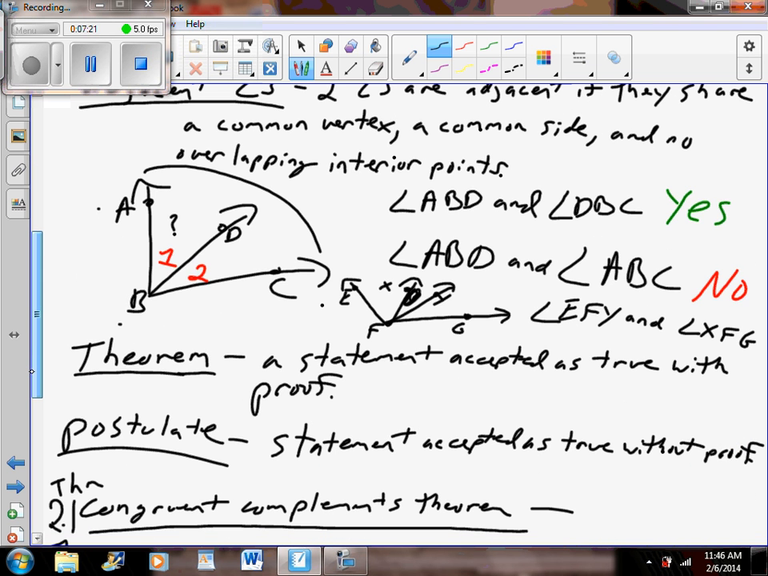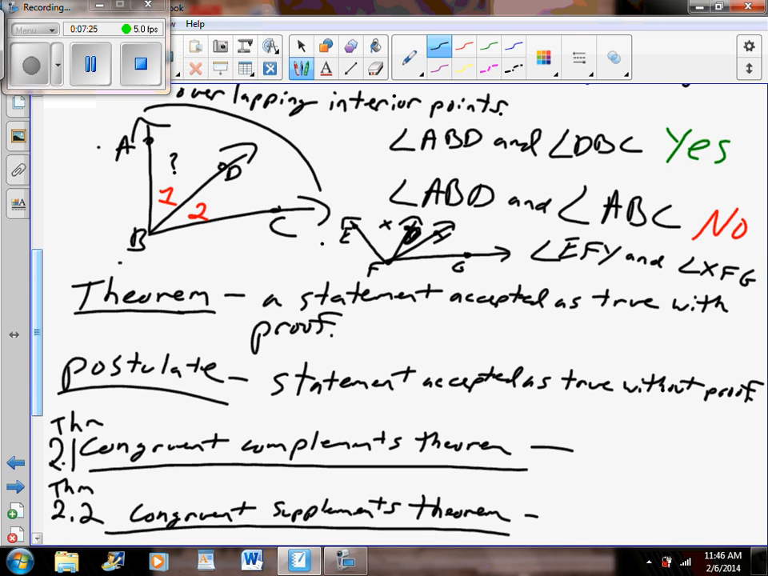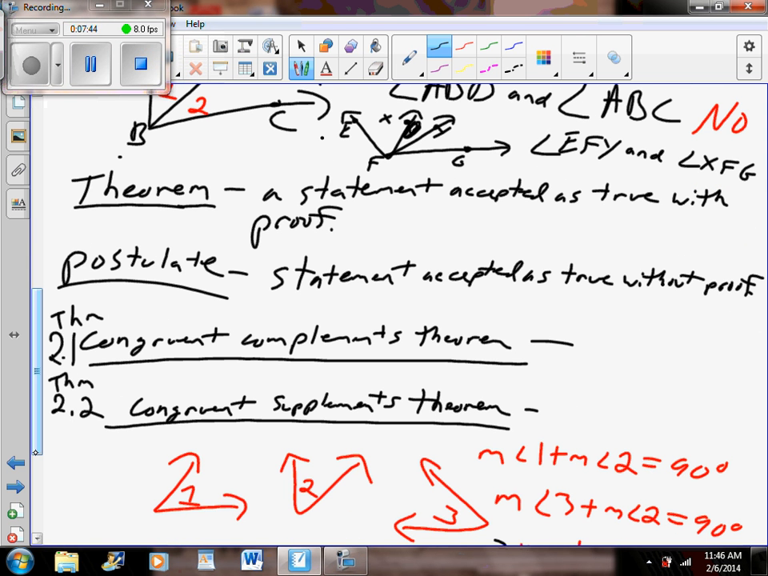Some other definitions that I want you to be familiar with. Theorem: a statement accepted as true with proof. A postulate is a statement accepted as true without proof. All right? So write those definitions down, and then I want you to take a moment.